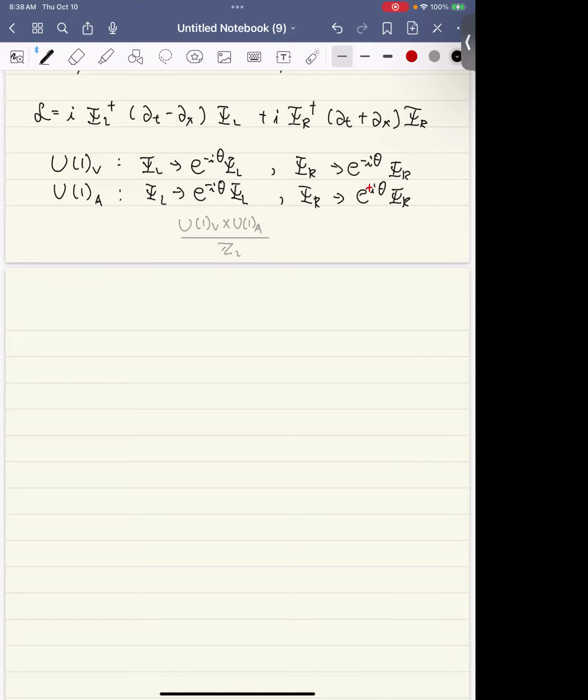Well, what's the anomaly of this model? There are two ways to view it. Let me present both perspectives, because I think the word anomaly is the single most abused term in theoretical physics. So it's nice to get it straight what we mean by anomaly.